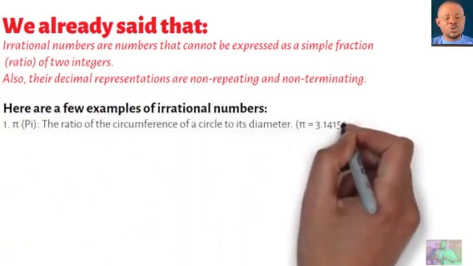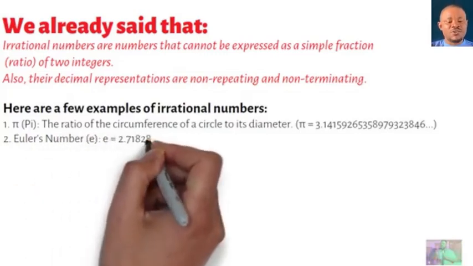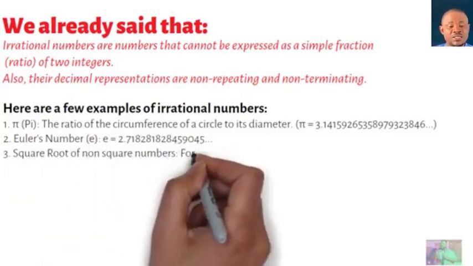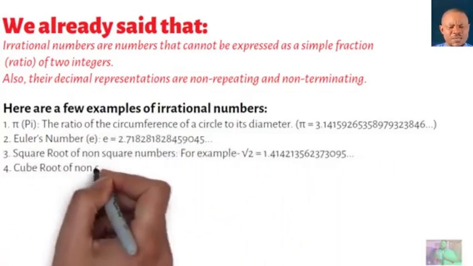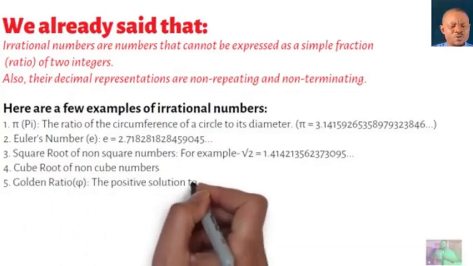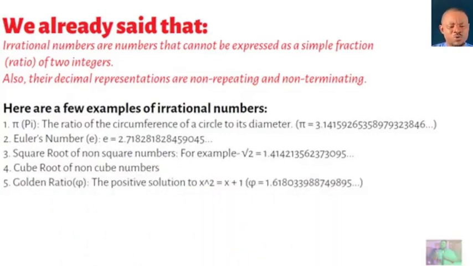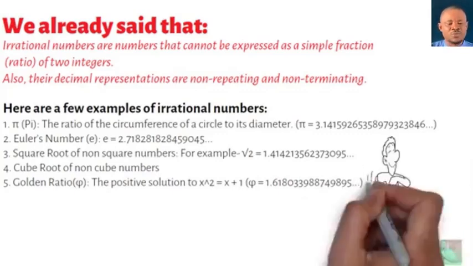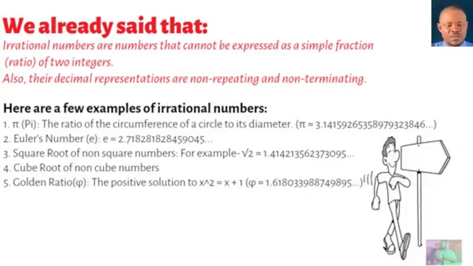Pi is actually the ratio of circumference over diameter. If you divide the circumference by the diameter, you get that. Then there is Euler's number, the square roots of non-square numbers, cube roots of non-cube numbers, and the golden ratio. All of these values will give you irrational numbers. Let's go further and see.